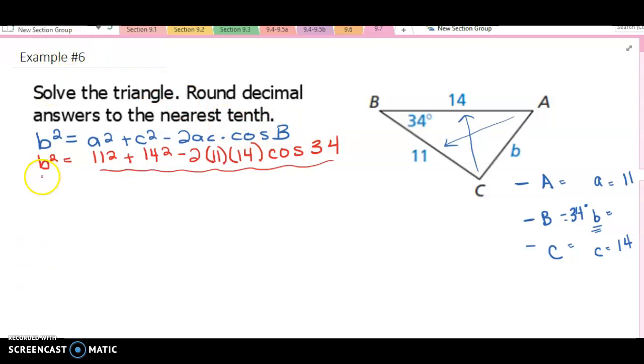And when I put all that into my calculator, I get b squared is roughly 61.65. Okay, so that's b squared. So to get b by itself, I want to square root both sides. And I get b is roughly 7.85.